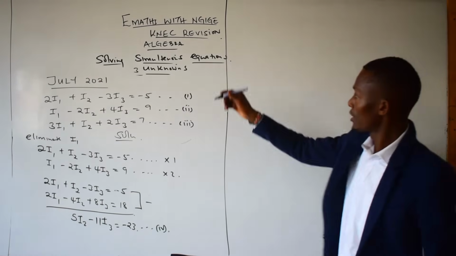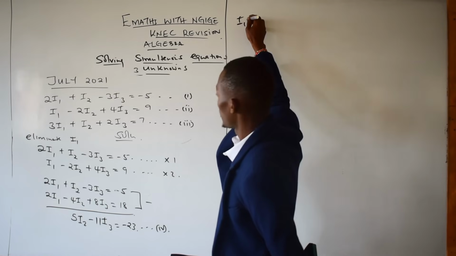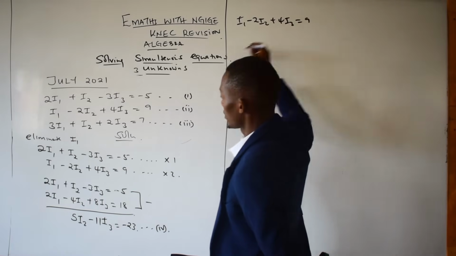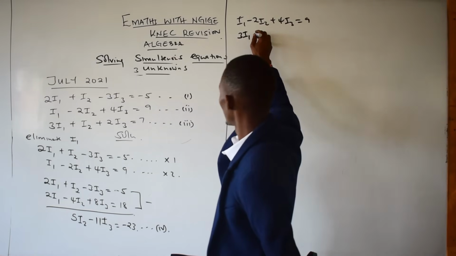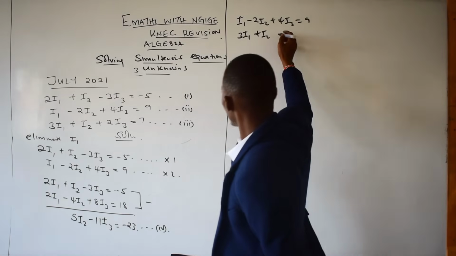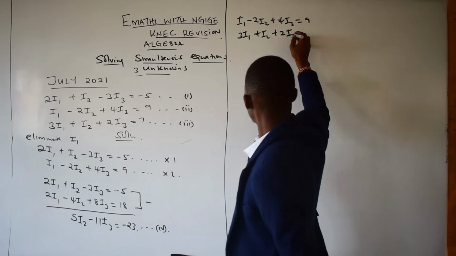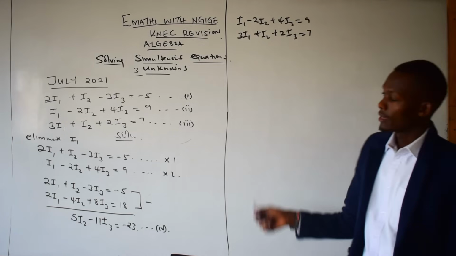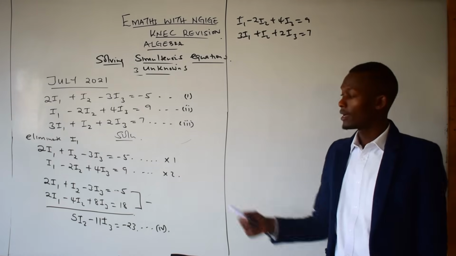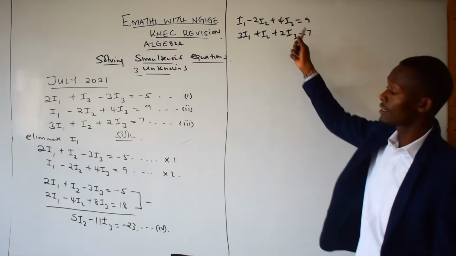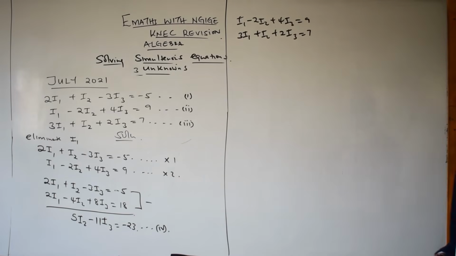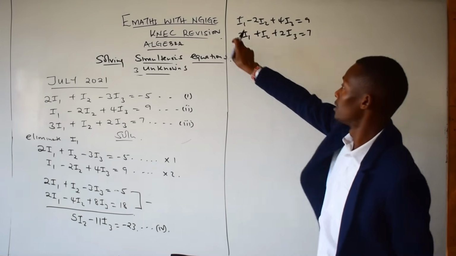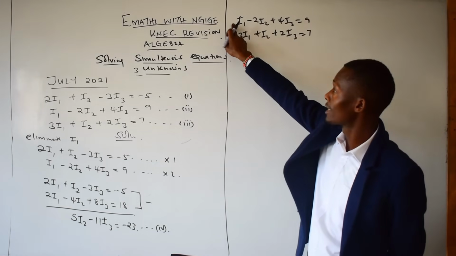So taking the second and the third, we have I1 minus 2I2 plus 4I3 equals 9. Then you have 3I1 plus I2 plus 2I3 equals 7. Remember, whatever you eliminated in the first two equations combined, that same term you will eliminate in the second two equations put together. So again, eliminating I1, we notice our value of I1 here is 1 and here is 3.